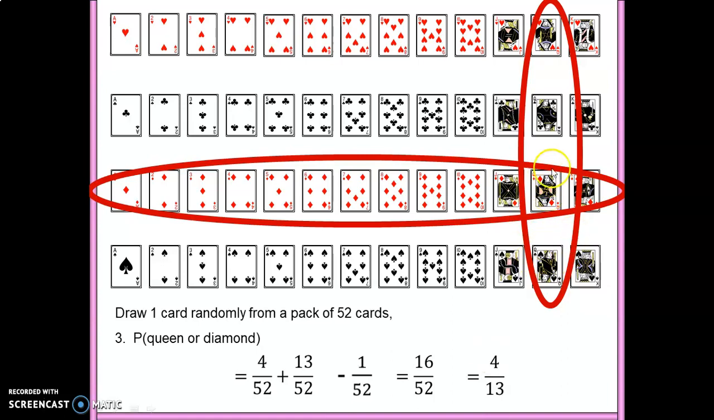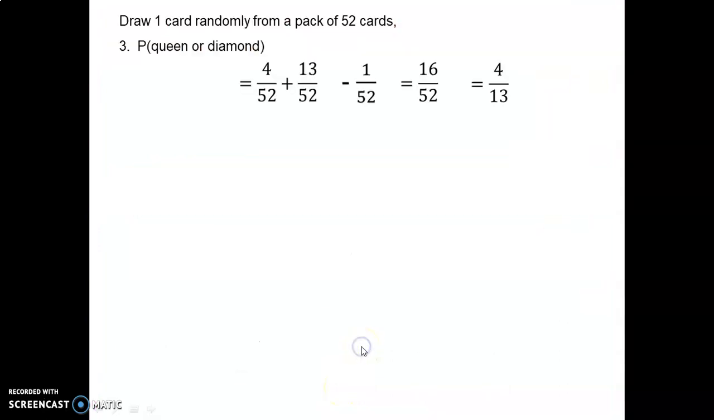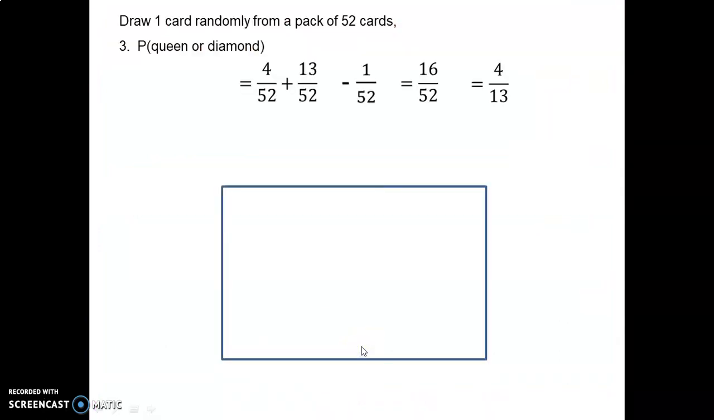Think about this carefully and make sure you understand that subtraction of the overlap. This is kind of a big idea in probability. So let's look at that in a Venn diagram now as well. So here is your rectangle to begin the Venn diagram.